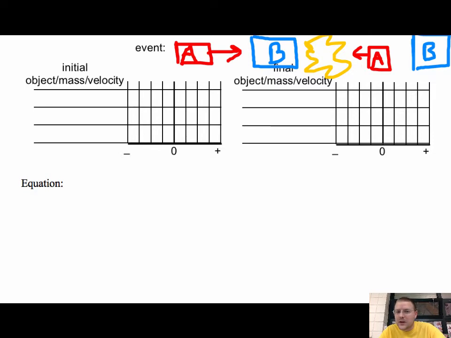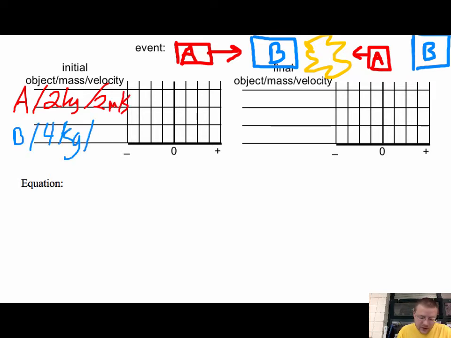And that's the power of conservation of momentum. So in the graph here, what I want to do is look at the before scenario and the after scenario. To give you some values here, let's have object A be 2 kilograms and be moving at 2 meters per second. And object B, let's give it a mass of 4 kilograms, and we obviously know it's not moving because I drew no arrow on object B. So that's the before scenario.